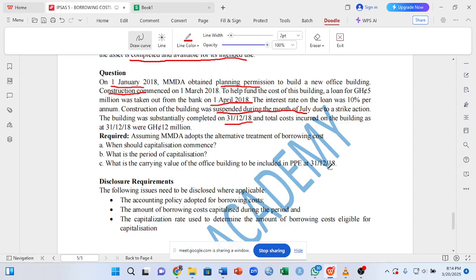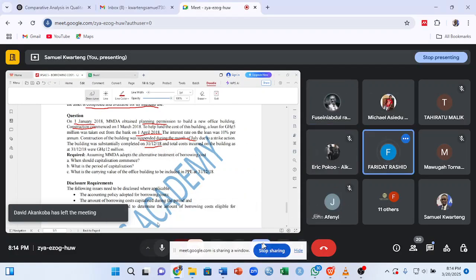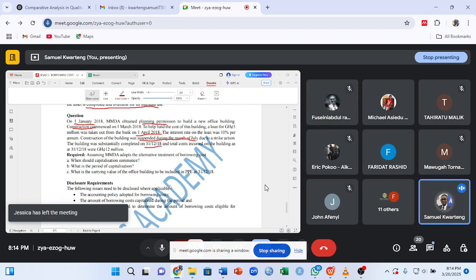But then depreciation will come in. Okay, so remember, first things first. Is this specific borrowing or general borrowing? Specific. Why? Because MMDA obtained the planning permission to build a specific asset, which is an office building. Yeah, so that's right. So it was to build a specific asset. So that's specific borrowing. So how do we get the borrowing cost?